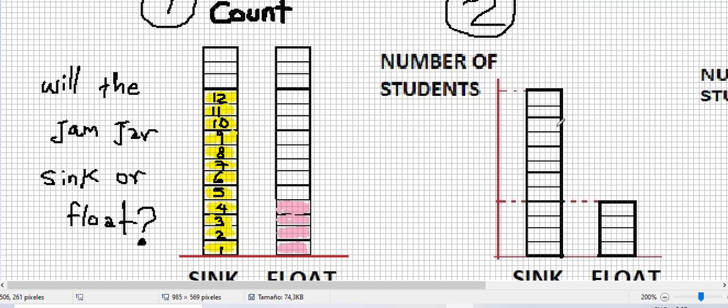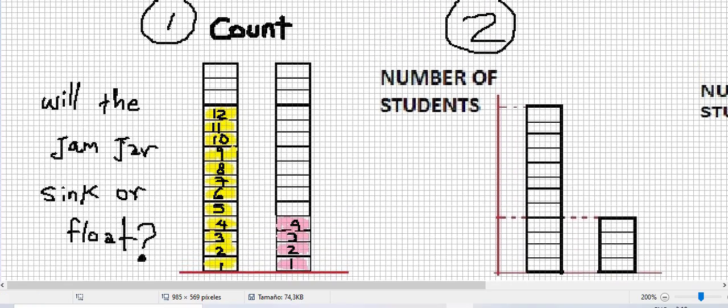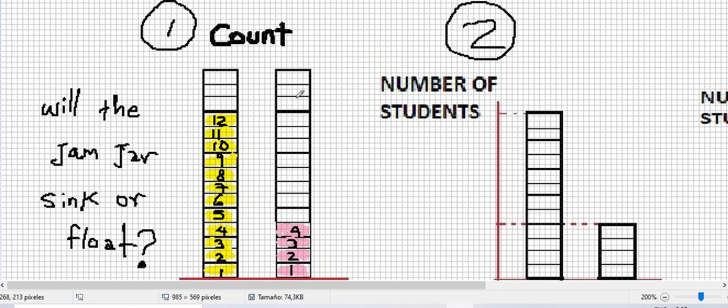In the same situation in the bar of float, there are four pink rectangles. Count it. One, two, three, and four. Okay. In order to continue, now in stage two we are going to delete or erase the empty rectangles.